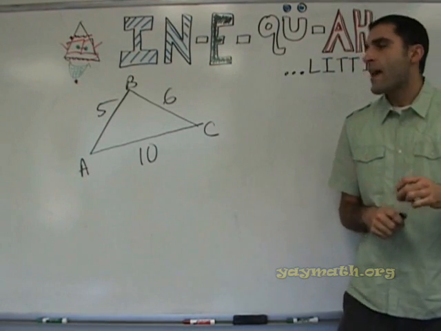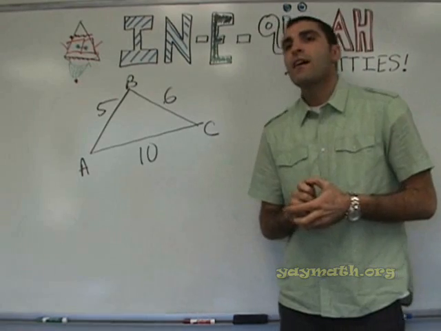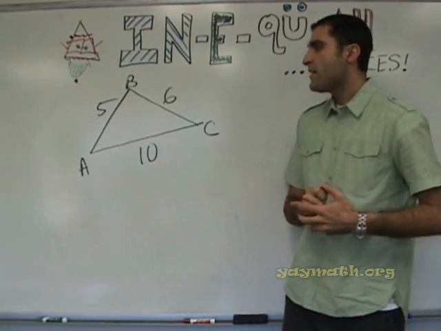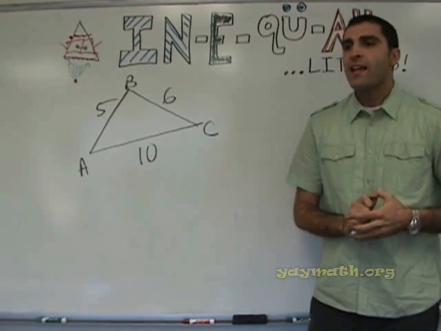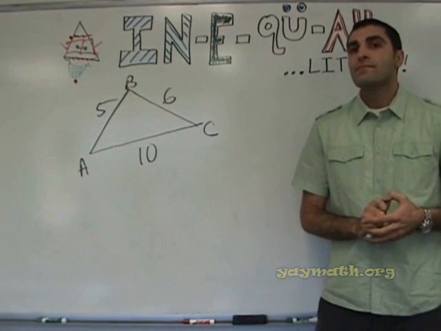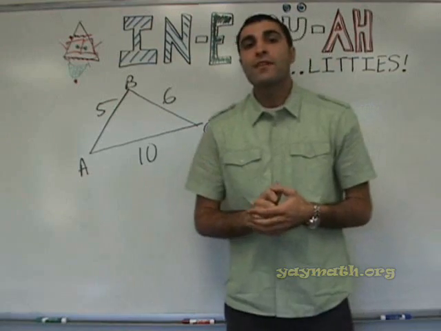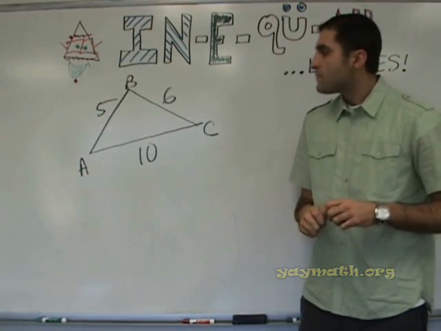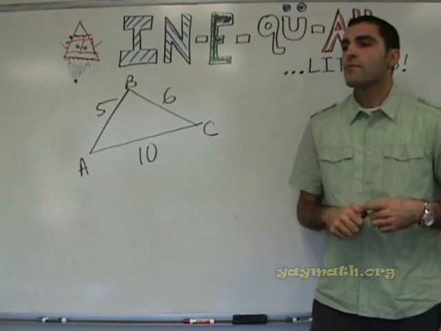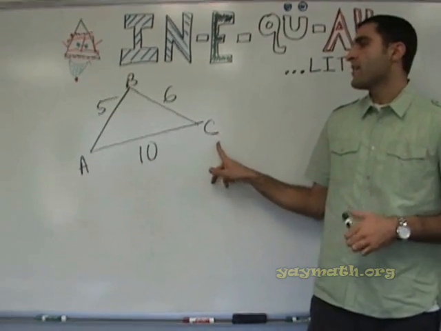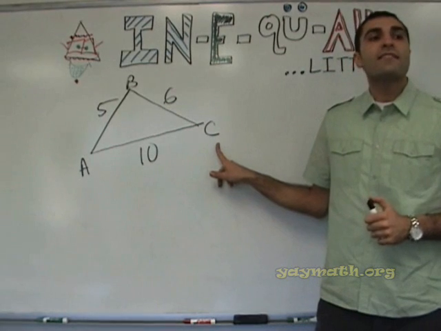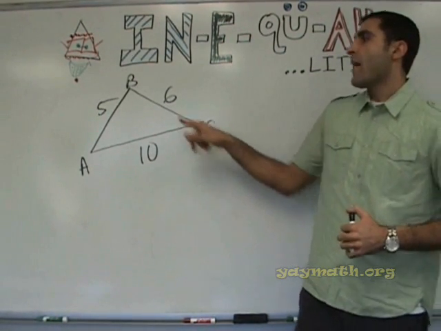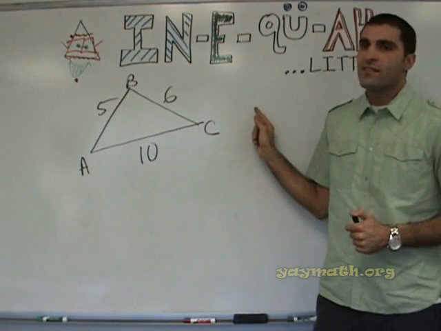So what's the smallest side? AB. AB, right on. Okay, so AB is the smallest side. Thus, what is the smallest angle? Can anyone guess what's the smallest angle? Angle C, right. Why is C the smallest angle? It's opposite from the shortest side. Right on. Opposite the smallest side is the smallest angle.